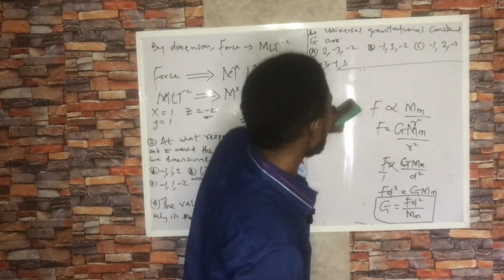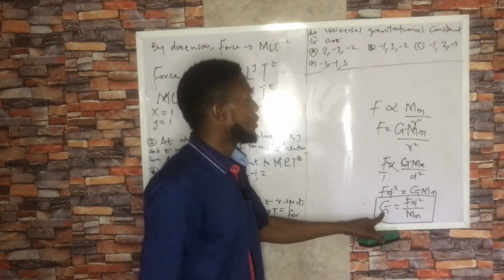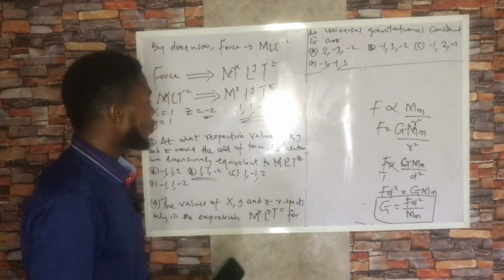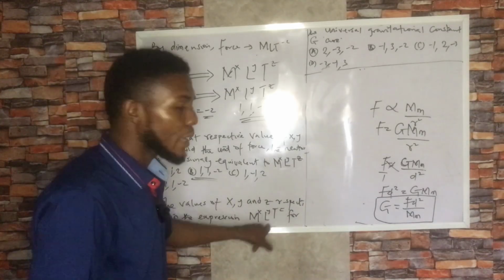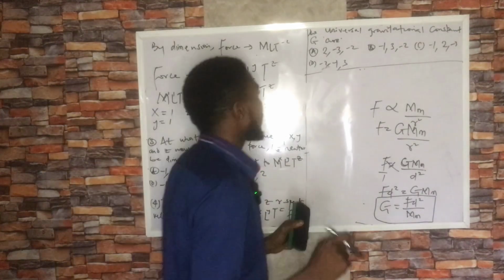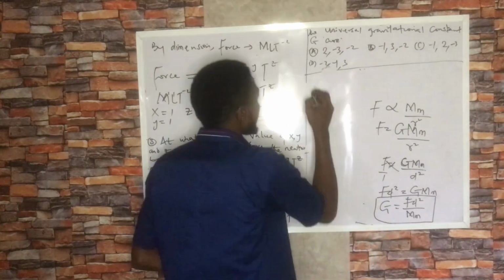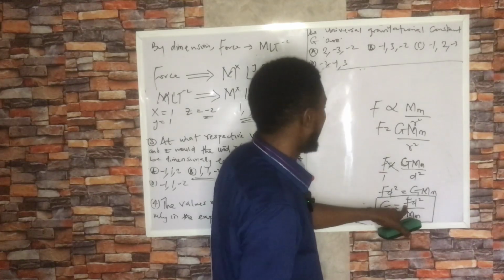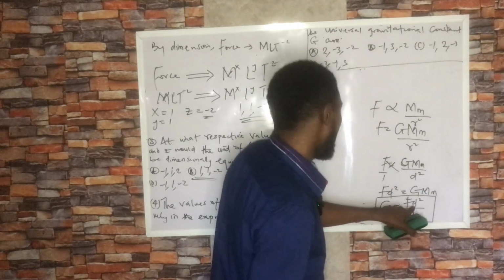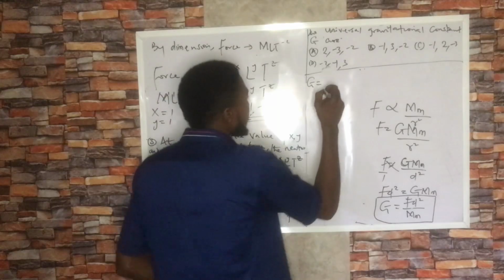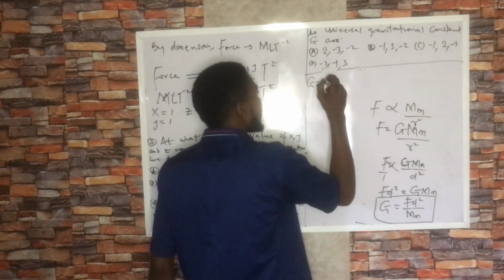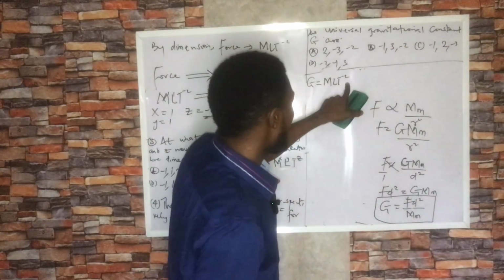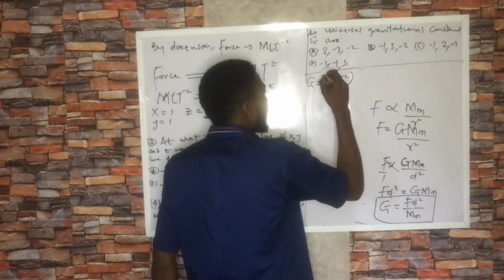So now you have to look for the dimension of this one before comparing, because that's how to do it. When you see something like this, you make sure you look for the dimension of the units given, then you compare their powers. So this is how to do it. G is equal to force times distance squared over M m. What's the unit of force? By dimension, force is given as MLT raised to minus 2. You can even bracket this one.